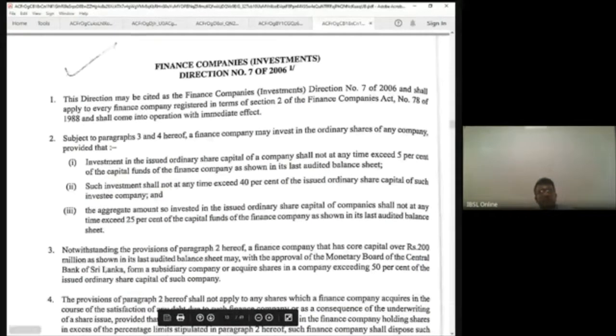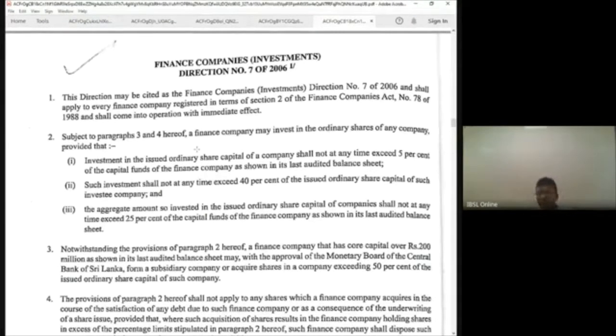We normally come directly to number two, subject to paragraphs 3 and 4 here. A finance company may invest in ordinary shares of any company. Right, so the finance company can buy shares of any company.